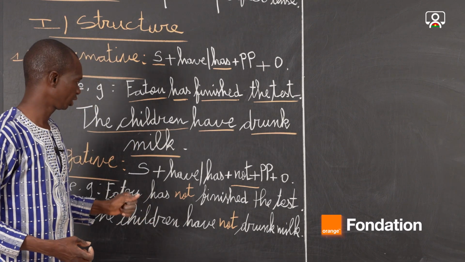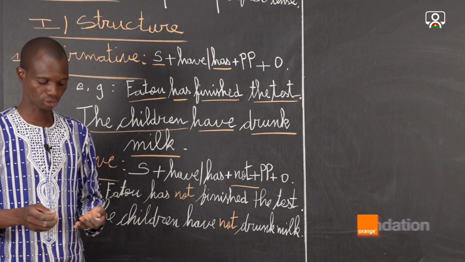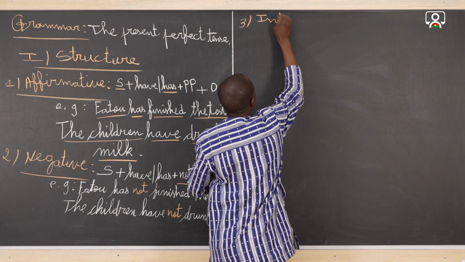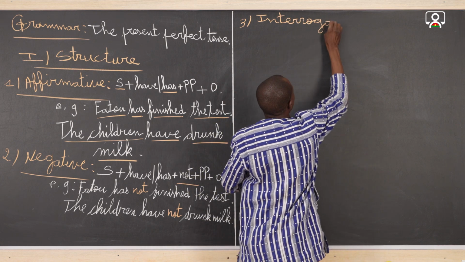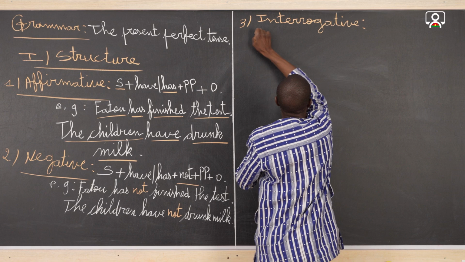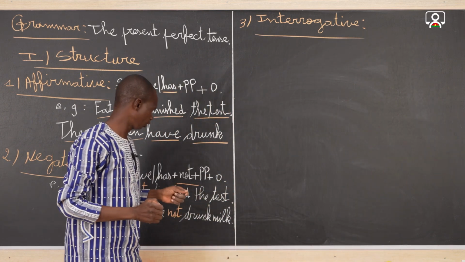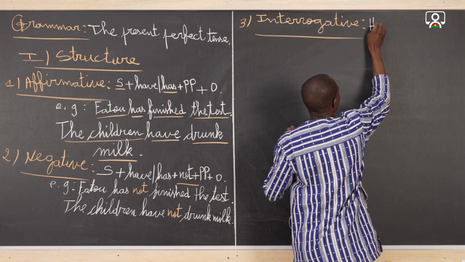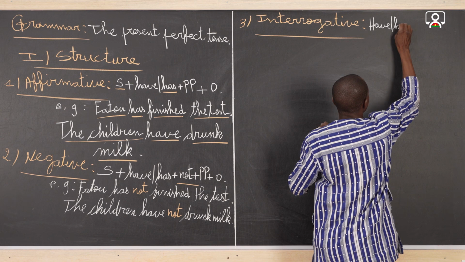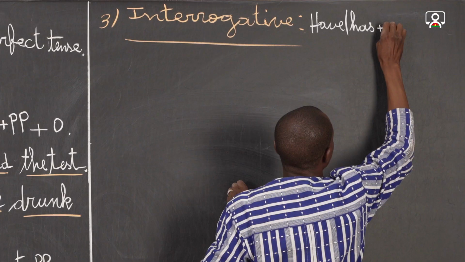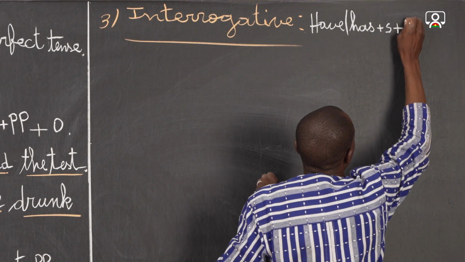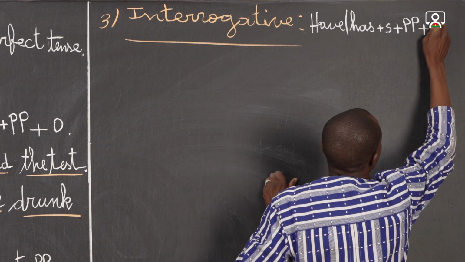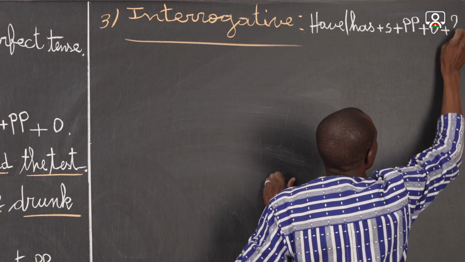Okay, now what about the interrogative form? Let's write it. Okay, number 3, interrogative. With the interrogative form, we must start with have or has, then have or has plus the subject, plus the past participle of the verb, plus the object, plus the question mark.